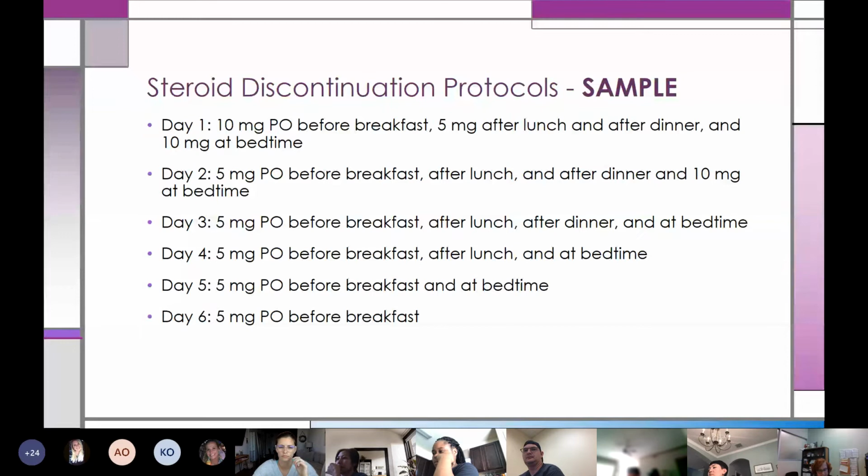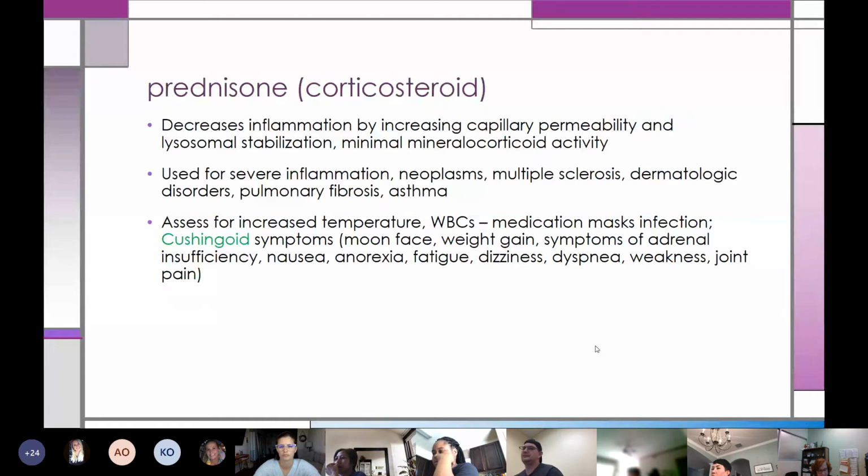So we have prednisone, which is a corticosteroid. And with prednisone, this actually can cause Cushingoid syndrome or symptoms like moon face. Remember the little patients that have the big moon face and they have weight gain and they have adrenal insufficiency as well. And they have all these other things here. They look terrible. Okay. So whenever you're using prednisone, you want to look for these types of problems. All right.